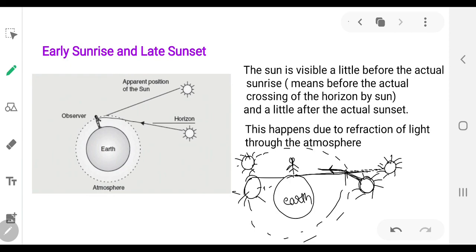So these all are some consequences of refraction. Go through both the videos: the refraction, refractive index, and consequences of refraction.